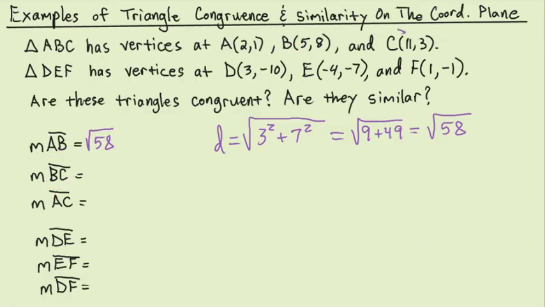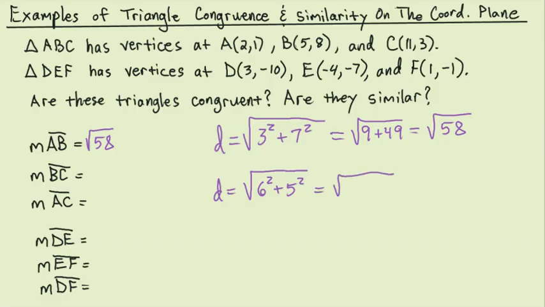So B and C. So the distance from B to C is going to be the square root of, well, the x coordinates are 5 and 11. How far is it from 5 to 11? Well, 11 minus 5 is 6. So we're going to say 6 squared plus. Then the y coordinates are 8 and 3. How far is it between 8 and 3? It's 5, because 8 minus 3 is 5, so 5 squared.